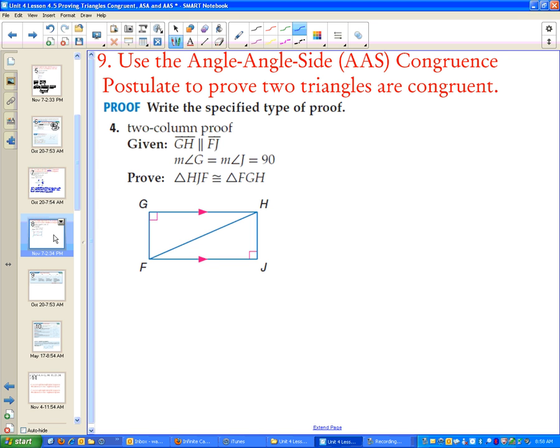Number 4, do it. You can use angle, angle, side. That's your hint.